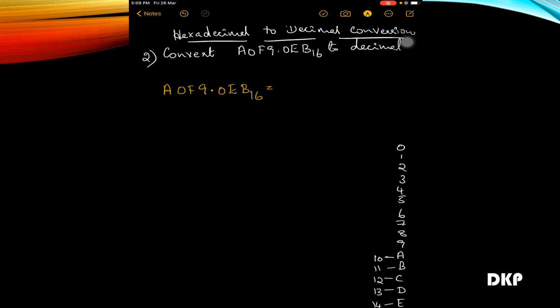After the binary point, you should start with 16 to the power of minus 1, then 16 to the power of minus 2, etc. Before the binary point, you write it as 16 to the power of 0, 1, 2, etc. It will increase towards the left side and it will decrease towards the right side.